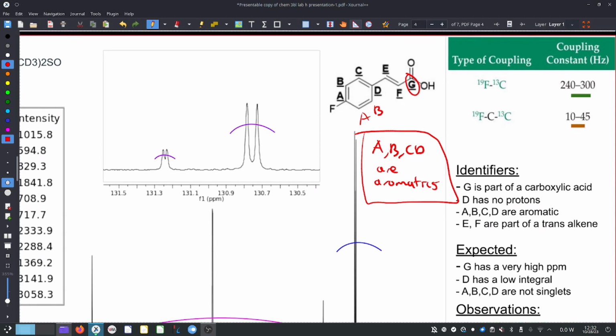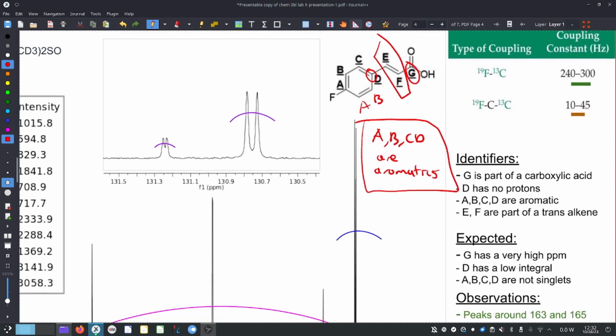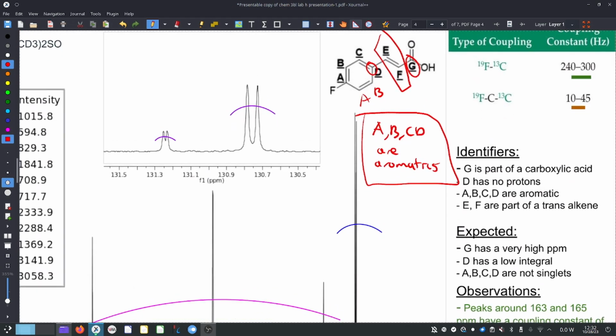E and F are part of a trans alkene. And D over here, this one doesn't have any hydrogens. Like most of the other carbons will have hydrogens attached to them, especially the aromatics, but D is the exception. D does not have it. And those are most of the identifiers.